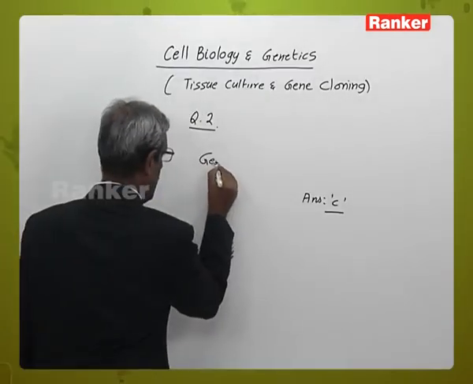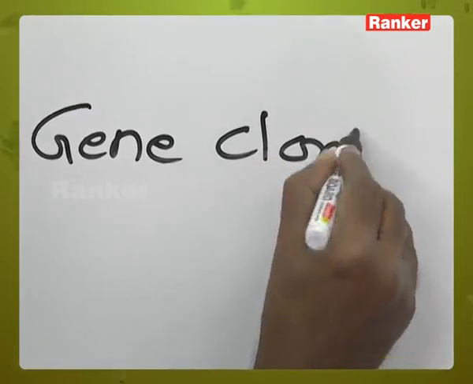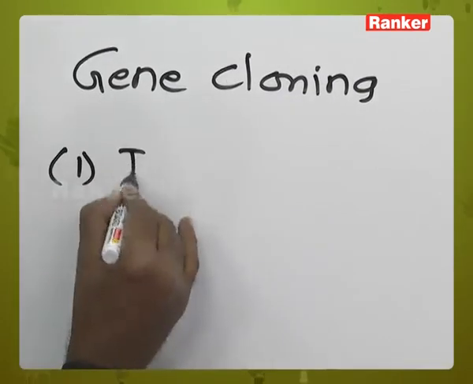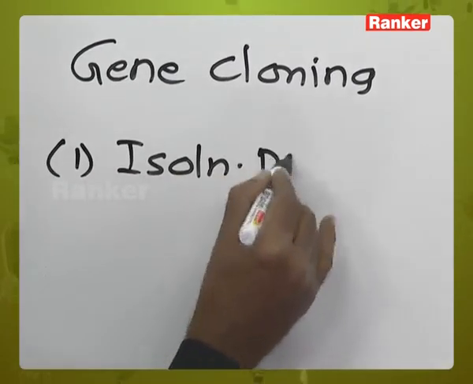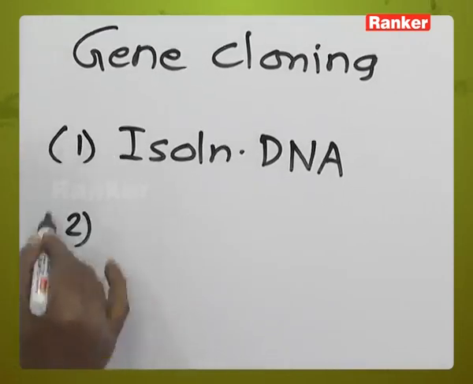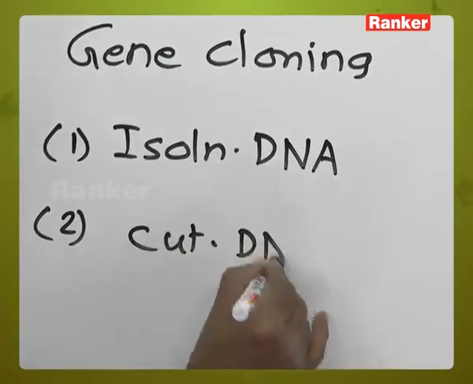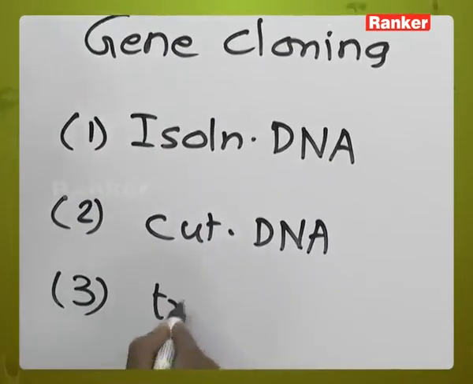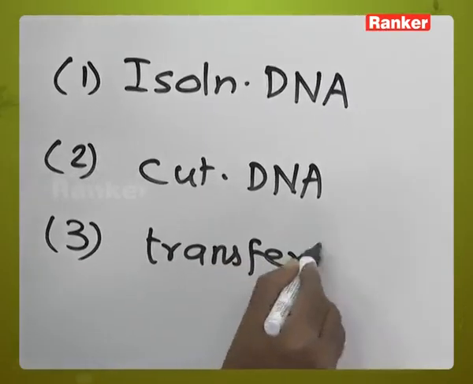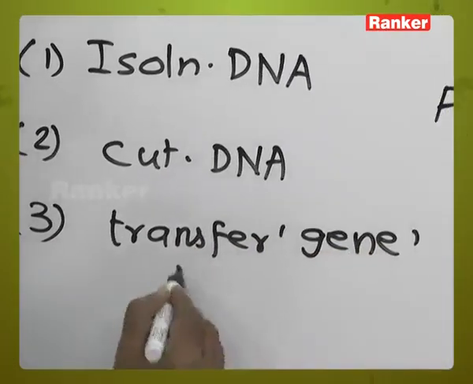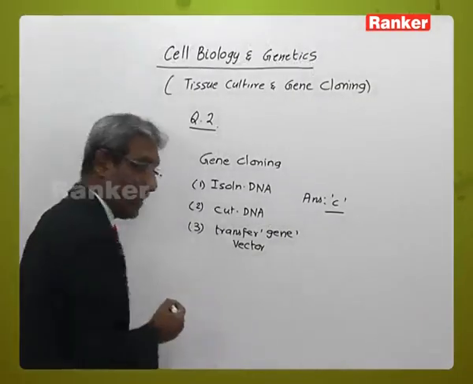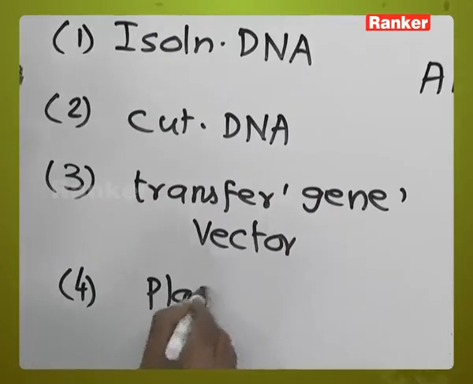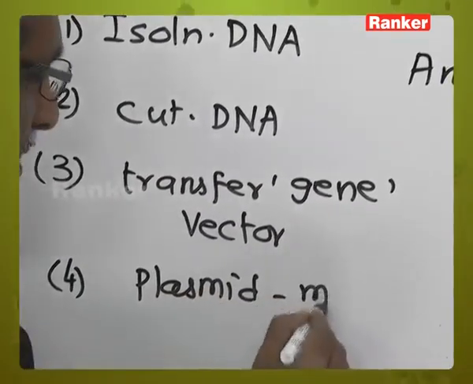So, when you take gene cloning, primarily we have to isolate the DNA. Then second, we need to cut the DNA by restriction enzymes. Third, we need to transfer the gene of interest into a vector, that is a plasmid. Fourth, the plasmid will be asked to make multiple copies.